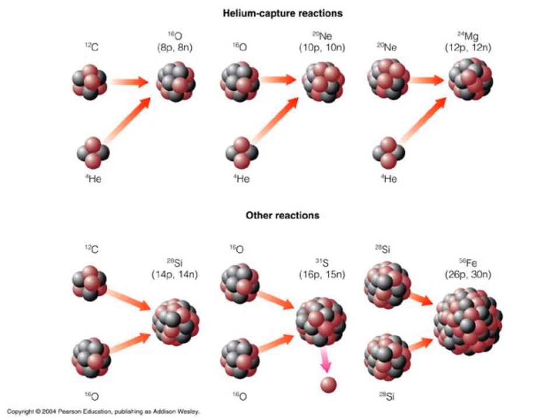It doesn't fuse anymore and will keep growing until you reach about 1.4 solar masses, and then it's going to collapse. And when it does, it's going to collapse violently and release so much energy that the entire star ends up exploding. That is going to be a supernova explosion.